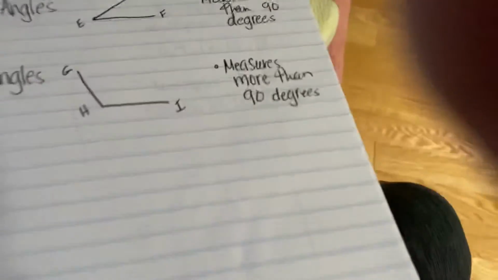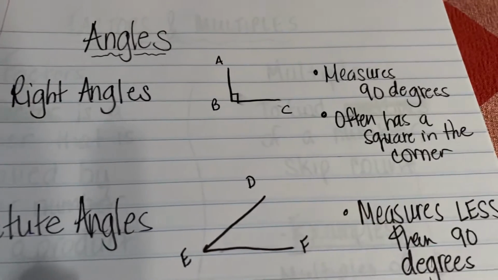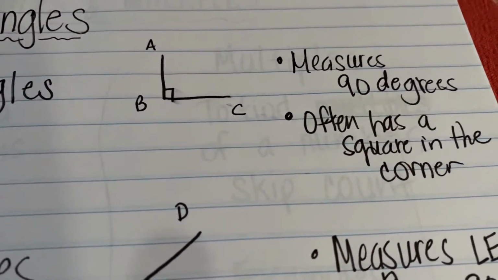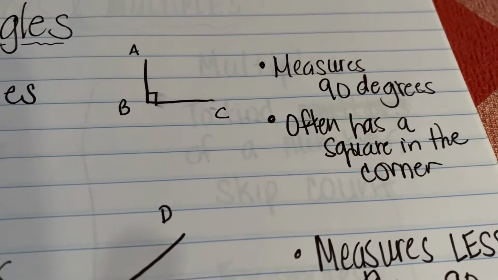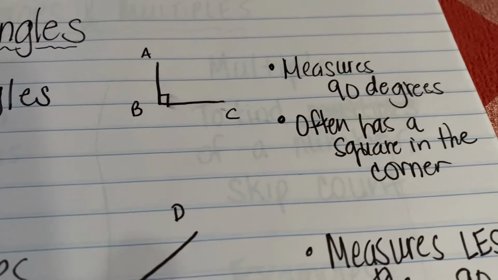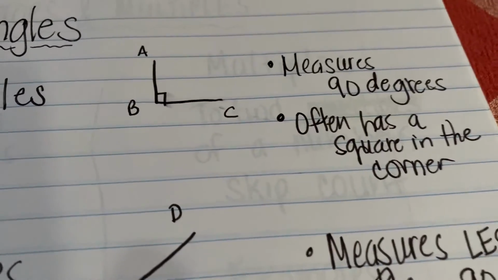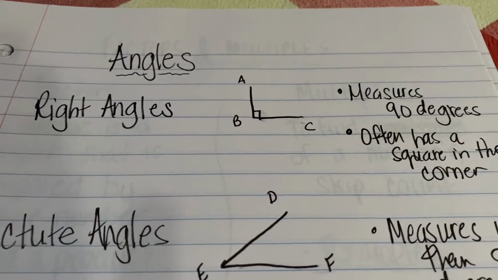And now we're going to talk about angles. So a right angle, it measures 90 degrees. So if I were to measure between the A and the C in degrees, that's a way that we measure. We'll talk about that later. It would measure exactly 90 degrees. And often right angles have a square in the corner, that little square. So that's a right angle.